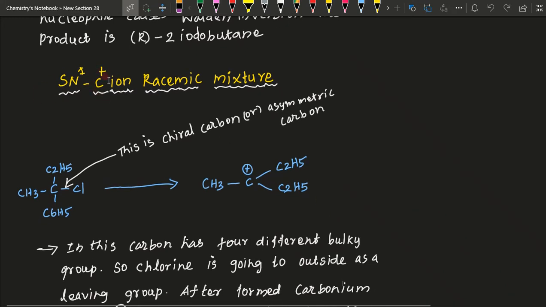This is called SN1. See? This is the carbocation, racemic mixture. SN1 carbocation racemic mixture. Here this is the chiral carbon because there are 4 different groups on it. This is a chiral or asymmetric carbon. This is going to become an achiral carbon because this carbon attained a positive charge.